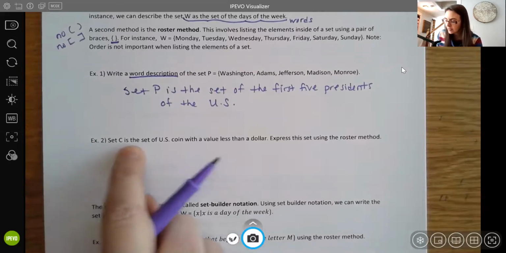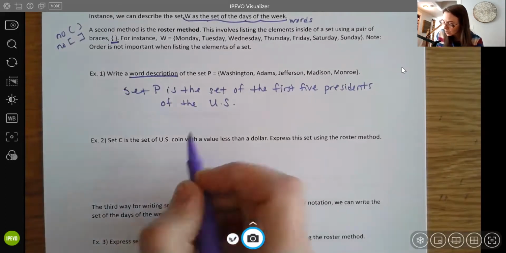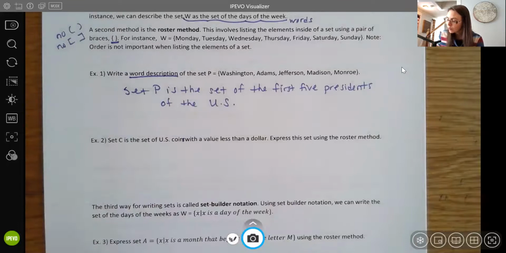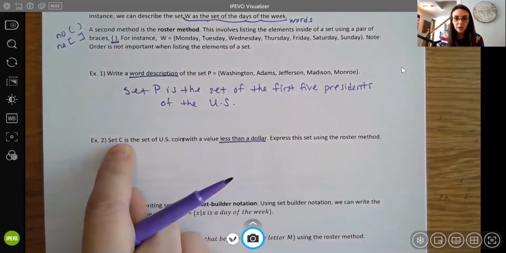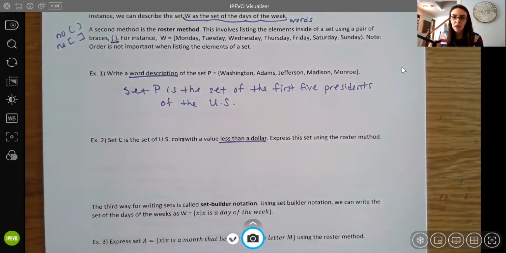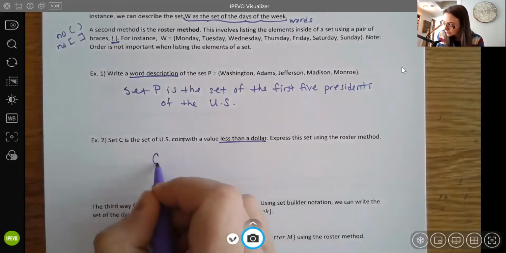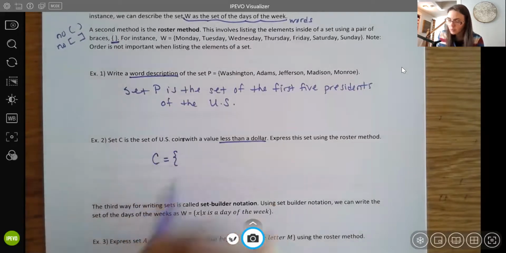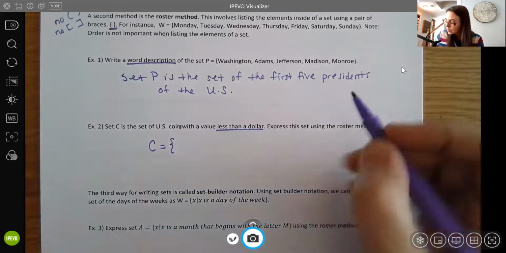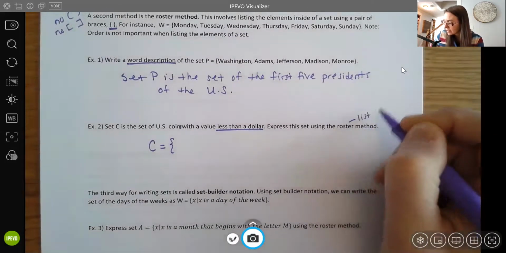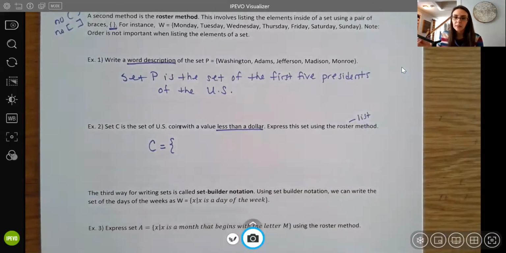Let's say C is the set of US coins, I should say coins here, with a value less than $1. Express this set using the roster method. So they've given us the example in word form, and we're going to write it in the roster method. So we're going to list those elements, and we're calling it C. So I'm going to write C equals, and again, I'm going to use those squiggly braces to show my elements in the set. The roster method means to actually go ahead and list them out. So list out all those elements.